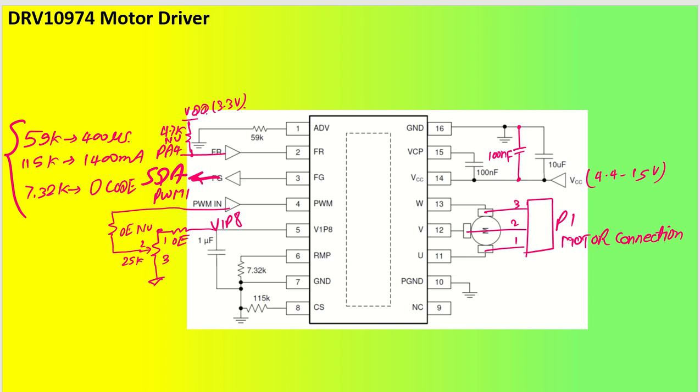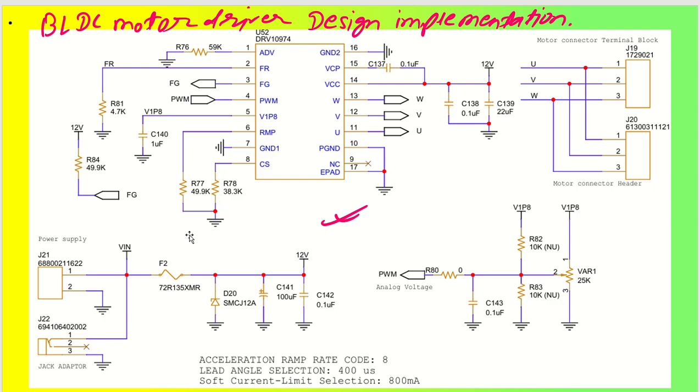Let us now proceed to the design that we have implemented. As you can see, this is a very simple design. I have kept the pin configuration as it is, 1 to 8 and 9 to 16. Then we have set the lead angle, ramp rate and current setting, based on these three things I have written here. The acceleration ramp rate code selected is 8, so that's the reason I have put 49.9 kilo ohm. Then we have the lead angle selection, which is 400 microseconds, that is 59 kilo ohm, and we have the soft current limit, which is 800 milliamperes, that is 38.3 kilo ohm.